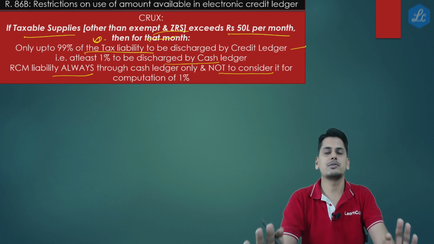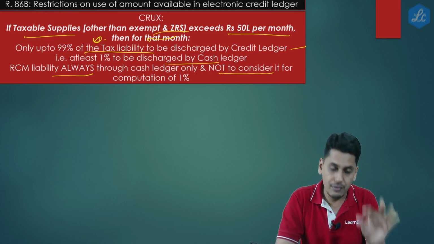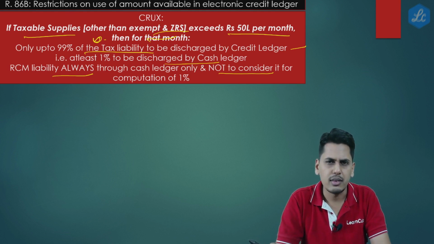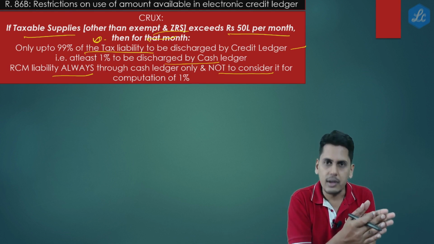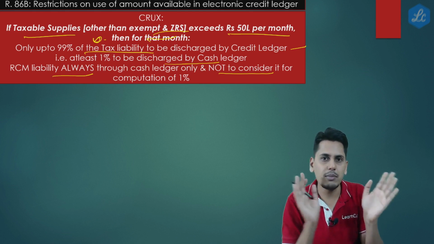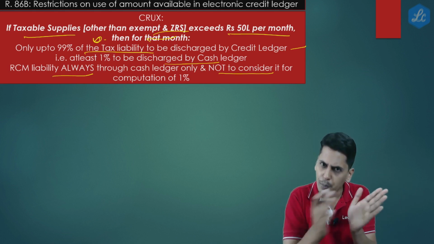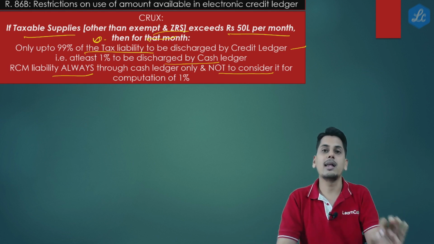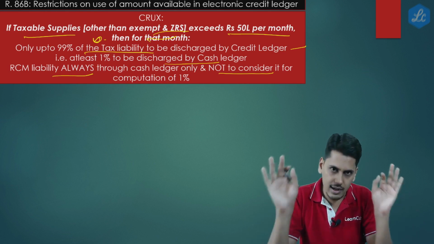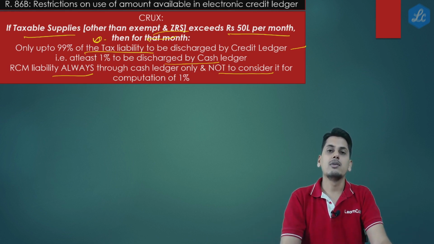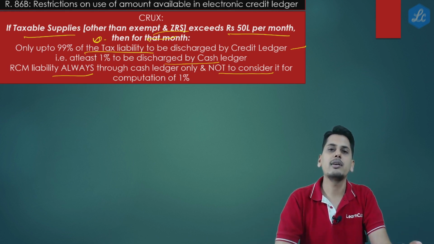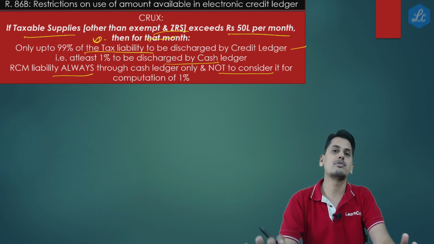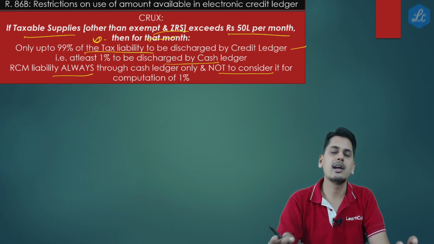So in simple terms, friends, 86B tells you, if the particular month attracts rule 86B, then compute what is your output tax. What is meant by output tax? Other than RCM liability, it is your output tax. Compute your output tax. At least 1% of that needs to be paid through electronic cash ledger. In addition to it, RCM liability will always be paid through electronic cash ledger only. If you remember this, it is more than sufficient for forming a strong foundation regarding 86B.